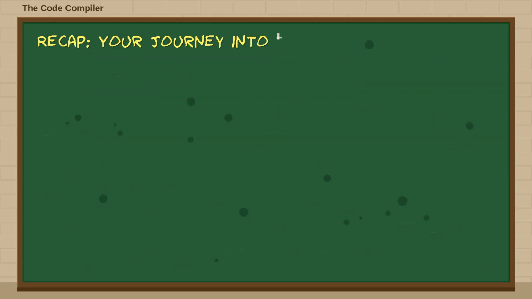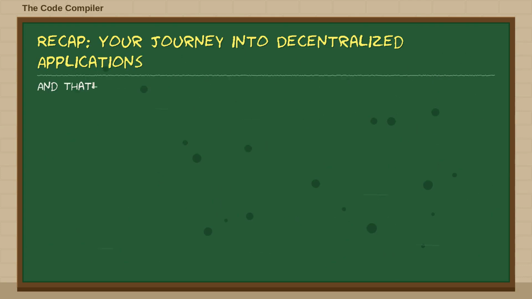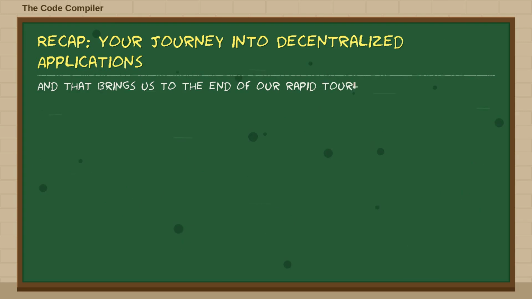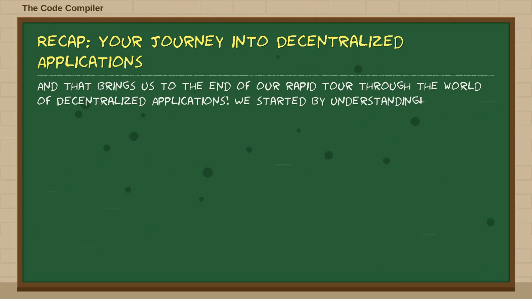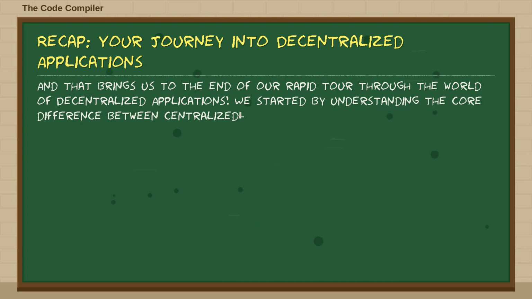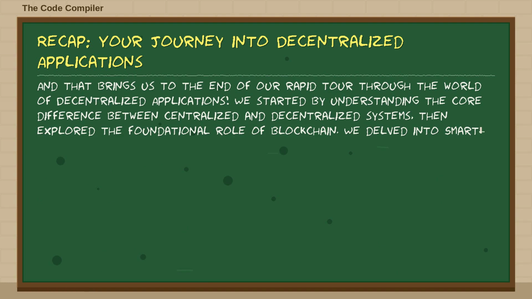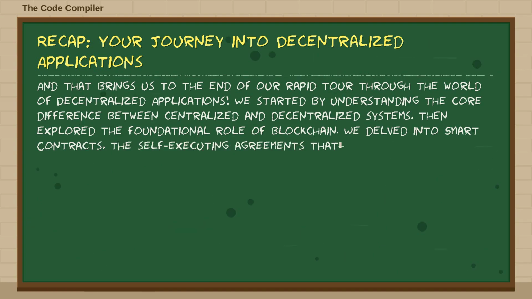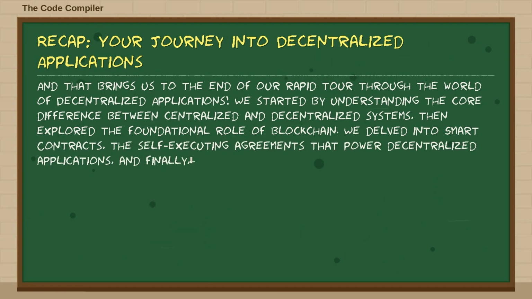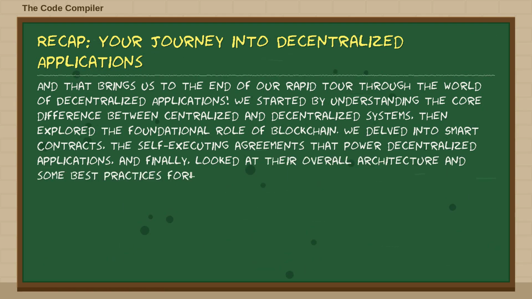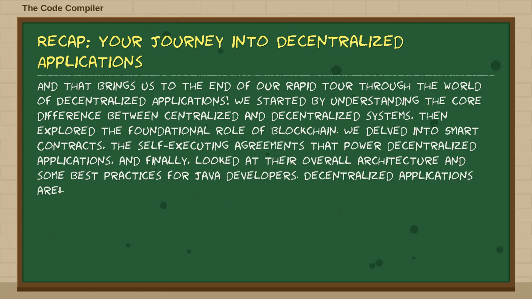And that brings us to the end of our rapid tour through the world of decentralized applications. We started by understanding the core difference between centralized and decentralized systems, then explored the foundational role of blockchain. We delved into smart contracts, the self-executing agreements that power decentralized applications, and finally, looked at their overall architecture and some best practices for Java developers.